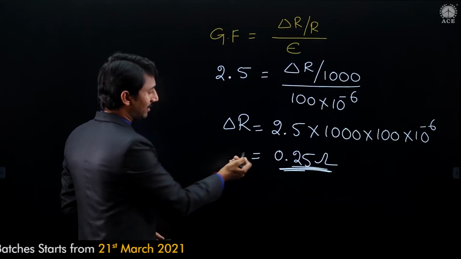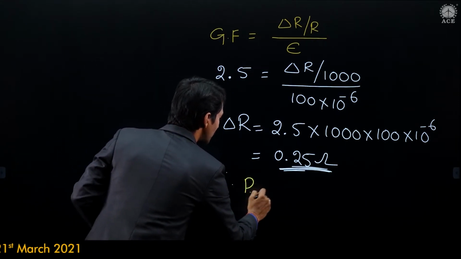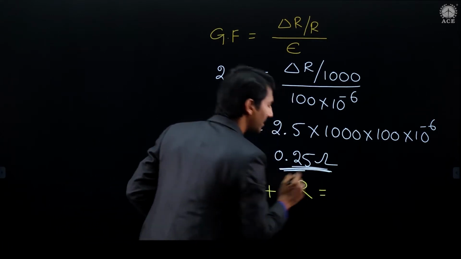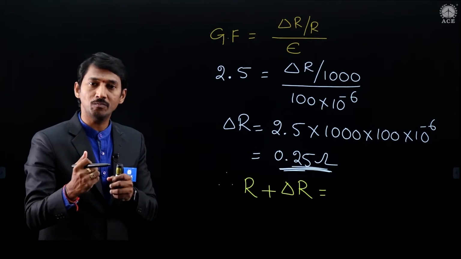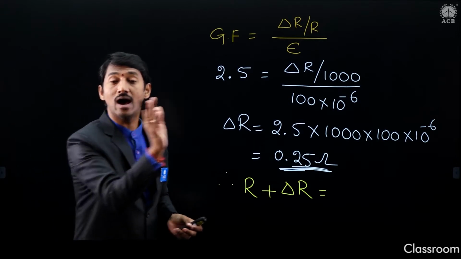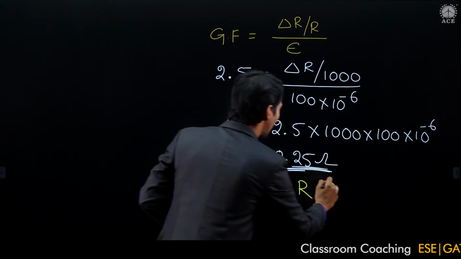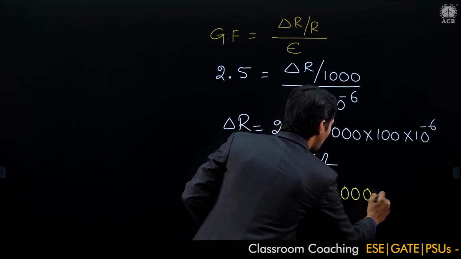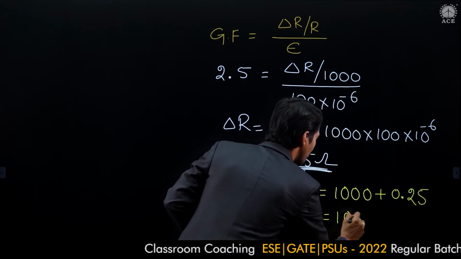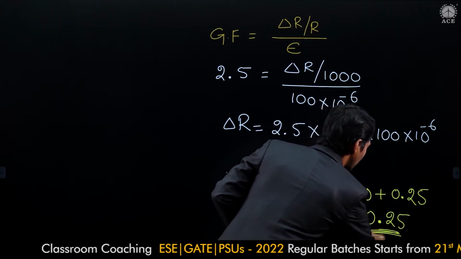Therefore, finally, the resistance will change to R plus delta R. What does it mean? The earlier value was R, the present value is R plus delta R, meaning R changes to R plus delta R. So what is the R value? 1000 plus 0.25. So the answer is 1000.25 ohm.